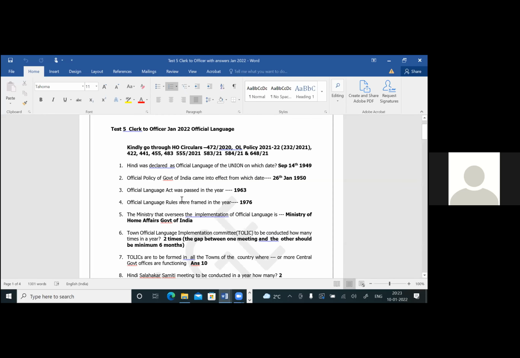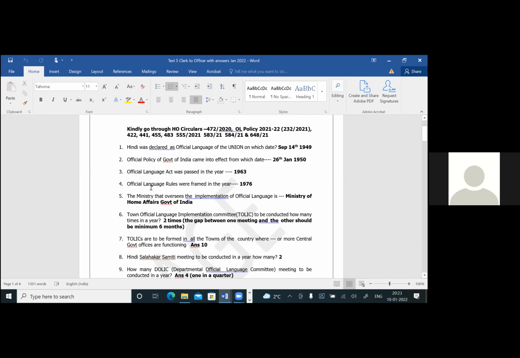Then official language policy of the Government of India came into effect on this date. Official Language Act was passed in this year. Official language rules were framed in this year. So these 4 years you remember, any question asked, you should not have an ambiguity over that.